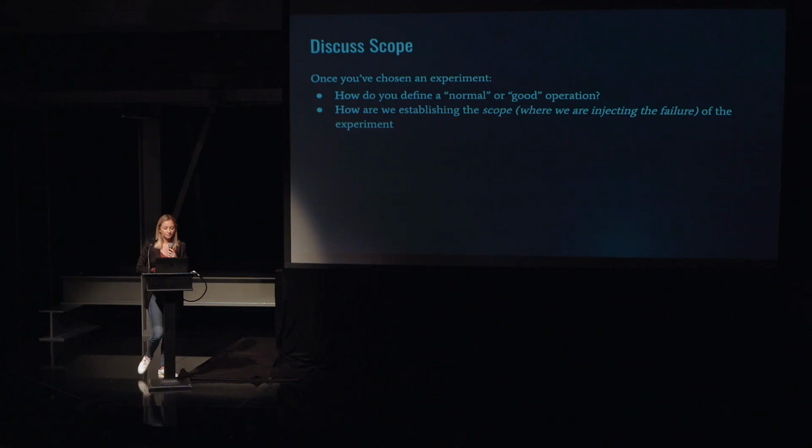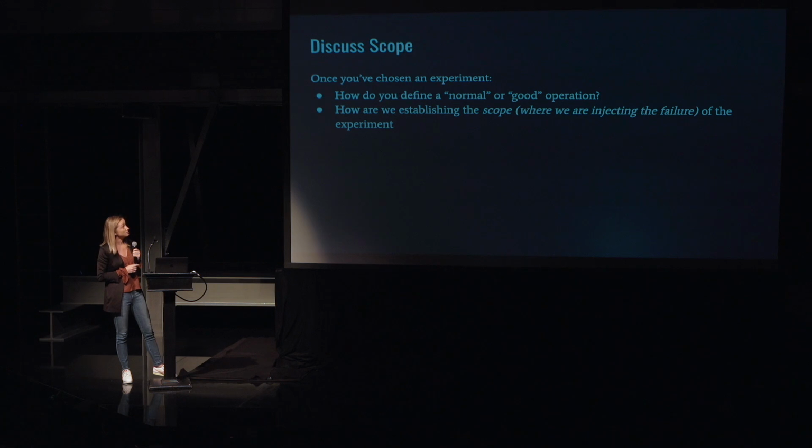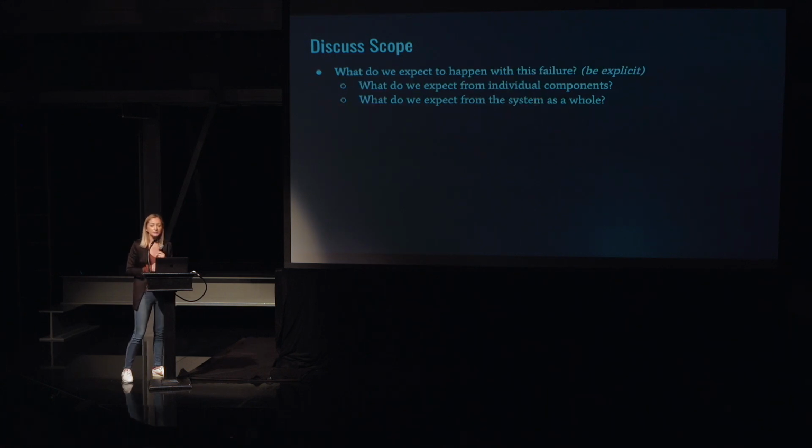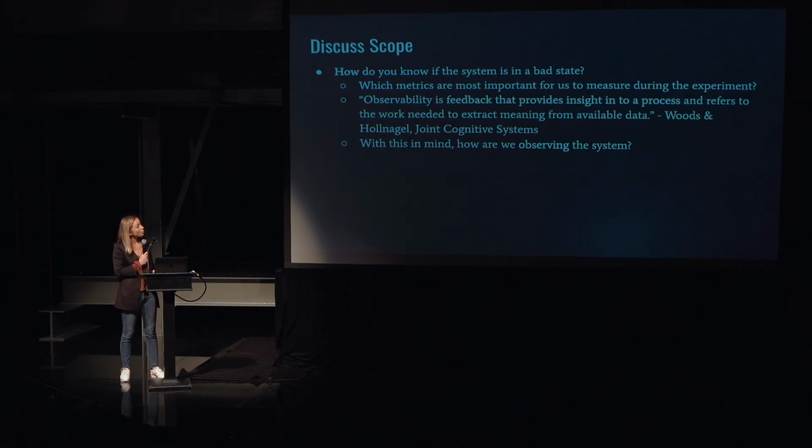Once all of these questions are answered and all the roles are in place, the designer and facilitator should share their understanding of the experiment and what was discussed and learned in the planning meeting for the rest of the group to consume in an easy format, and then invite them to collaborate. So you want to discuss scope as well. How do you define a normal or a good operation? How are we establishing the scope? Where are we injecting the failure of the experiment? Does everyone in the room know the reasoning behind these things? It should not just fall on one person, the expert of the system. It should involve everybody. What do we expect from individual components? What do we expect from the system as a whole?